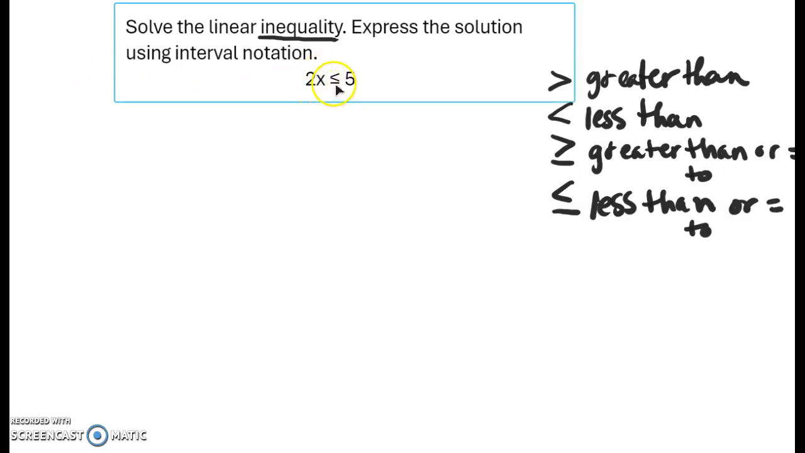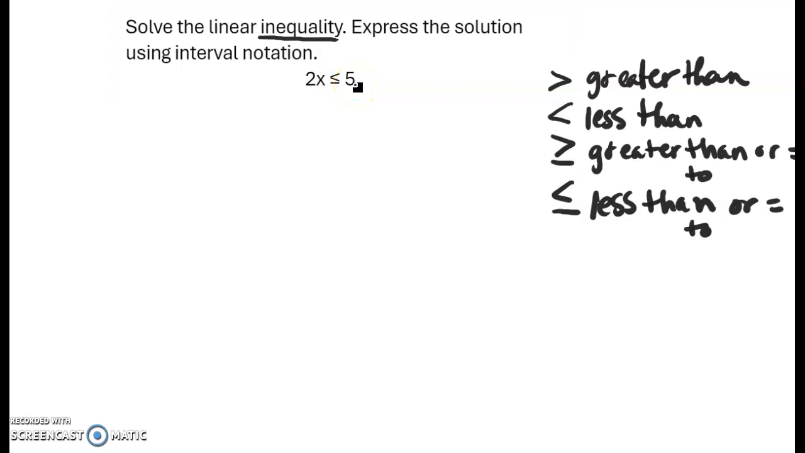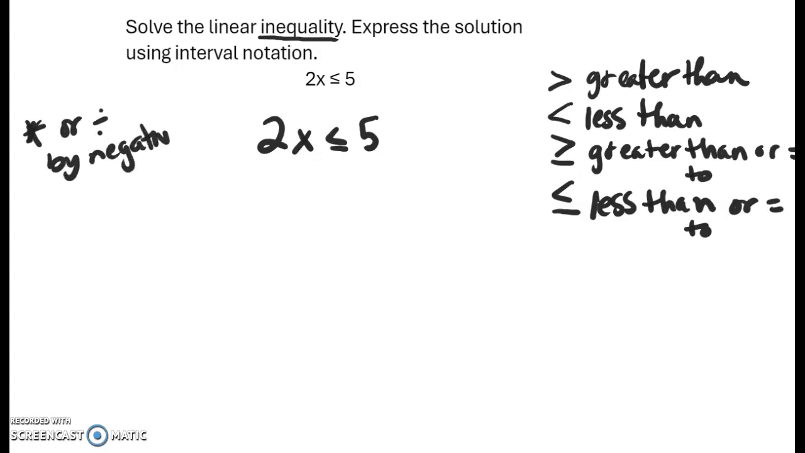And so here we have 2x is less than or equal to 5. When you are solving inequalities, they work very similar to an equation. If you want to isolate x onto one side of the inequality, the only difference is if you multiply or divide by a negative number, it will flip the inequality. So let's just write that to the side. If you multiply or divide by a negative number, it will flip the inequality.